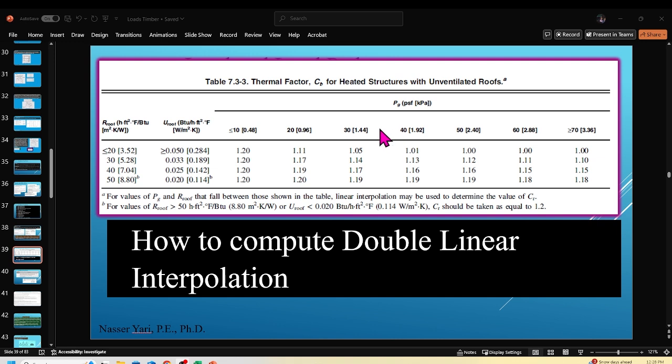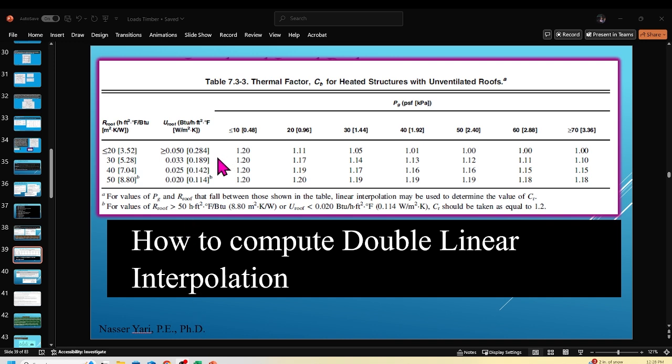But what if I have a number between 40 and 50, right here, there's nothing between 40 and 50, and also a number between 30 and 40, there's nothing there. How do we compute a double linear interpolation? Let me go to my Excel.